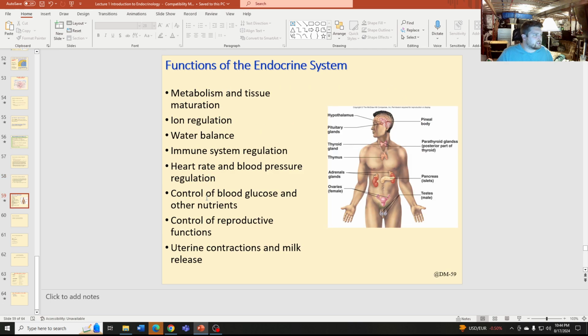More on the functions of the endocrine system, all of these. Pause to read: water balance, immune system, heart rate, blood pressure, blood glucose, nutrients, reproductive functions, uterine contractions, and milk release.